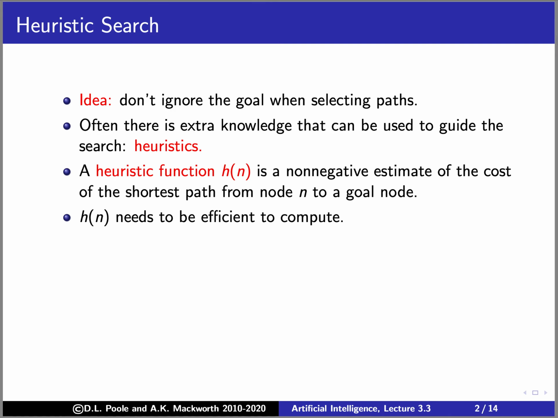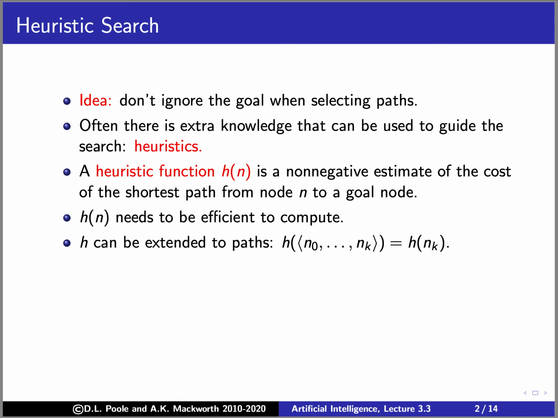H of n needs to be efficient to compute. We need to compute it efficiently, or maybe we could even write them in a table and look up a table. H of n we can extend to paths. H of n1 to nk is just H of the last one. So let's assume we're going to go from n0 to nk, and then to a goal. So it's the length from nk to a goal.